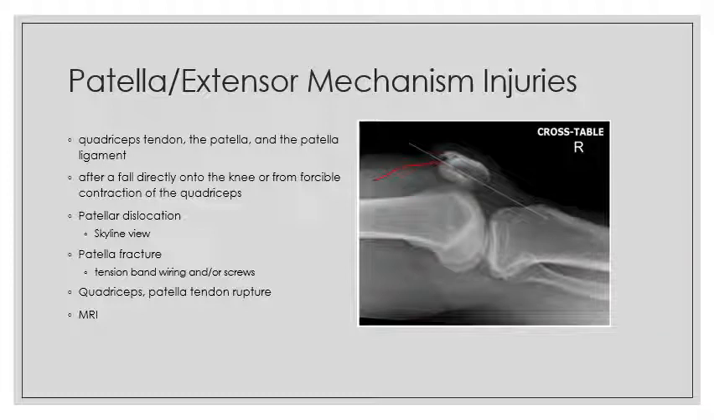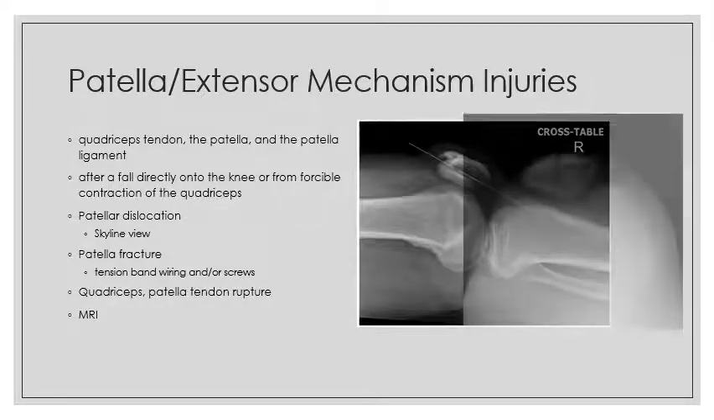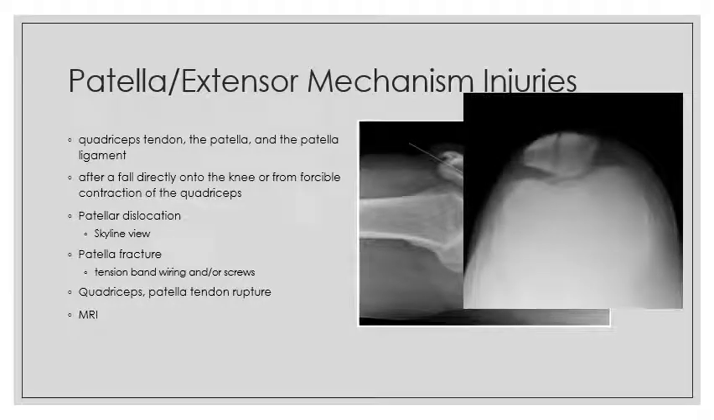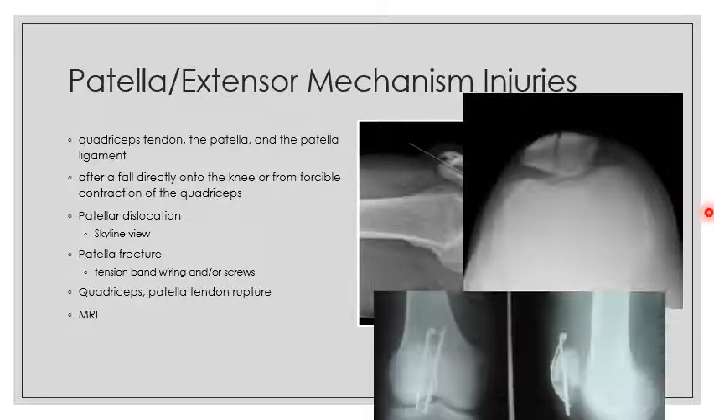So what happens in patellar injury or fractures? Usually it's a fall directly onto the knee or some forcible contraction of the quadriceps. So you have to rule out dislocation. That's why we ask for a skyline view usually to see the relationship of your patella to your femoral condyles. So this is a skyline view. You can actually see the fracture pattern here going that way. So it could dictate what type of fixation you'll be using.